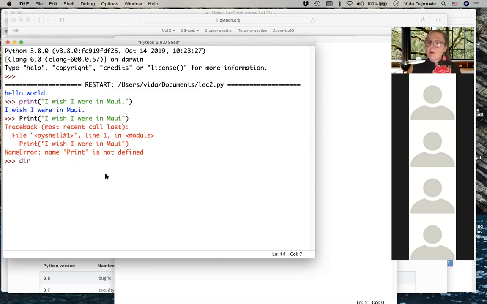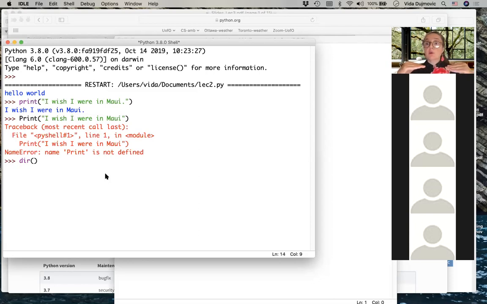There is a function called dir. You make function calls. In other words, you are calling functions always by their name. Then you always open parentheses, close parentheses, and what changes is what's inside of these parentheses. Dir means like a directory: tell me what's inside of this. So this function lists what is known in a particular Python library. What are the functions that already exist?